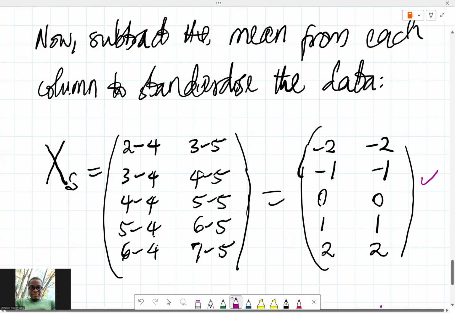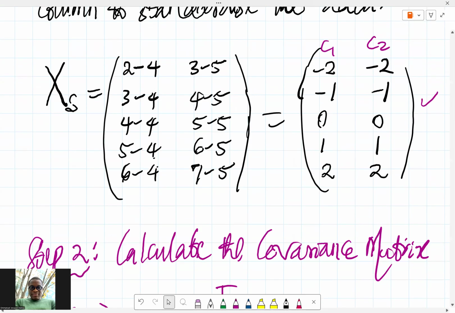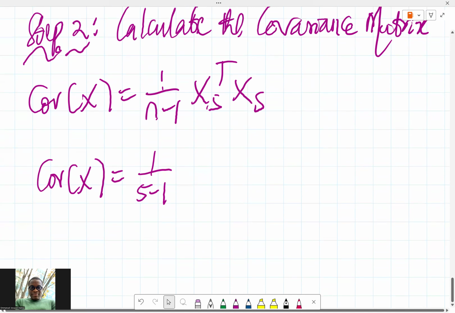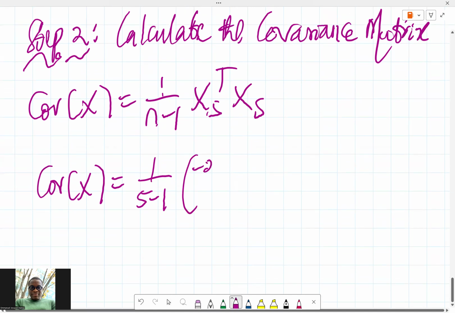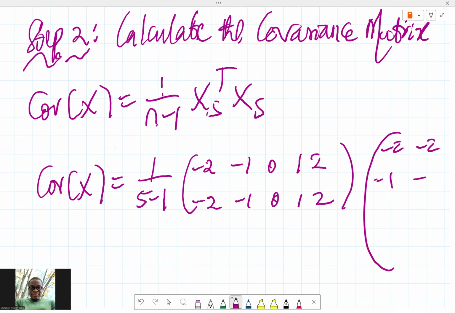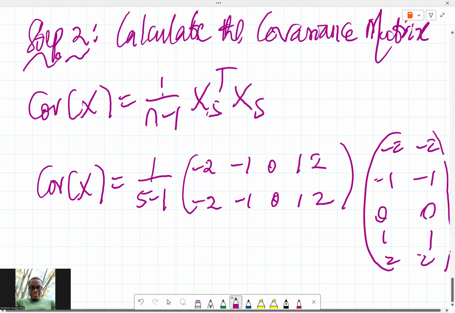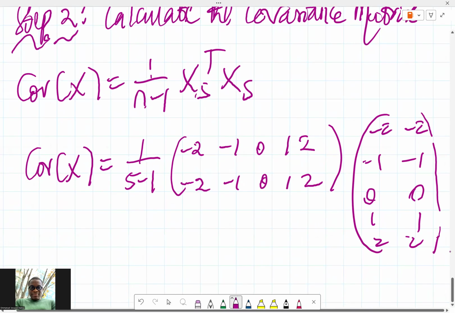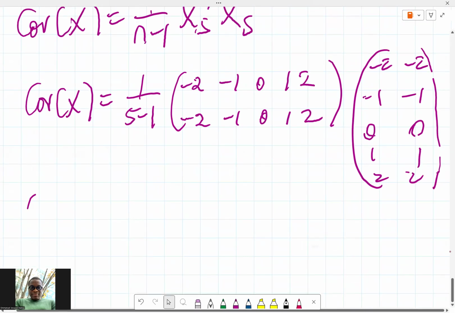If you transpose it, this is column 1, this is column 2. In transposing, column 1 becomes row 1, and column 2 becomes row 2. So Xs transpose is going to be -2, -1, 0, 1, 2 on top, and -2, -1, 0, 1, 2 again below, against the -2, -2, -1, -1, 0, 0, 1, 1, 2, 2. And that is what we have right there. So the covariance of X is equal to 1 over 4.